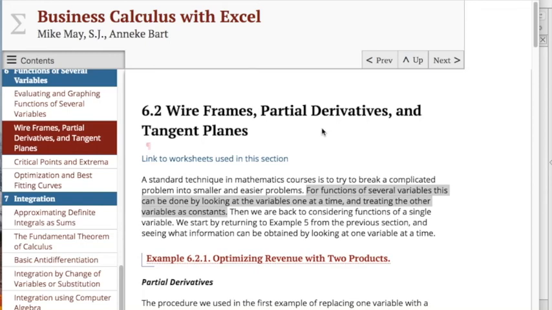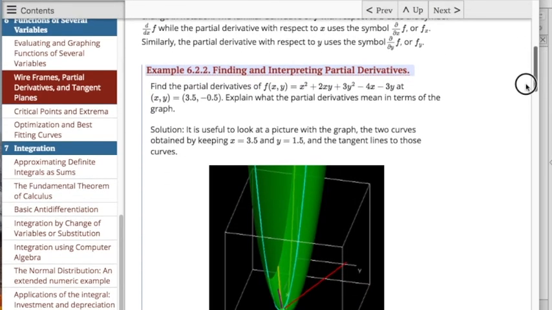Good morning. We're starting our second section of section 6.2, wireframes, partial derivatives, and tangent planes. We're going to try and understand partial derivatives, and the basic idea is that for functions of several variables, we look at the variables one at a time and treat the other variables as constants, and this is where we'll get partial derivatives.